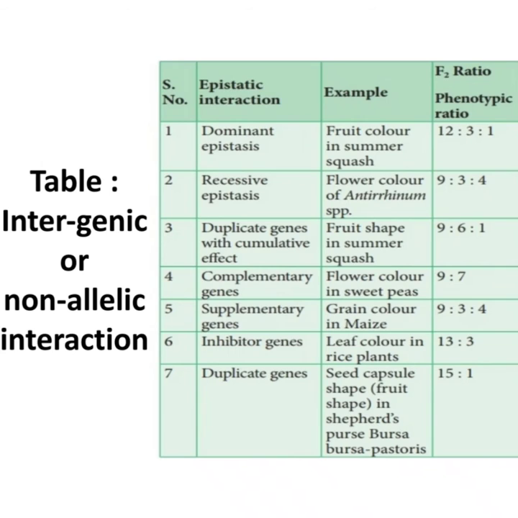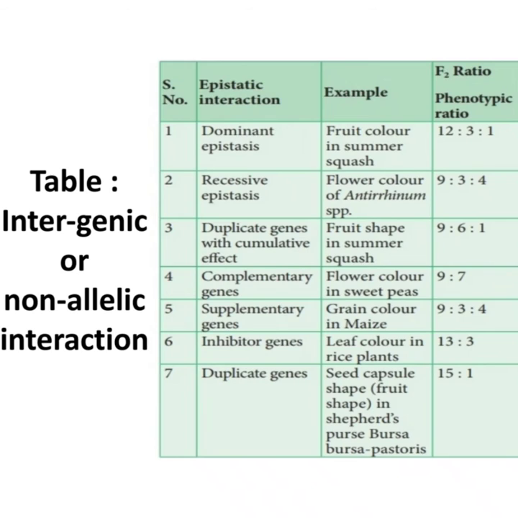Number four is complementary genes. The example is flower color in sweet peas. 9:7 is the ratio of the phenotype in the F2 generation. Number five is the supplementary genes, which is studied in the green color in maize. The F2 ratio of the phenotype is 9:3:4. Now, the sixth is inhibitor genes. The leaf color in rice plants is an example. The phenotypic ratio in the F2 generation is 13:3.